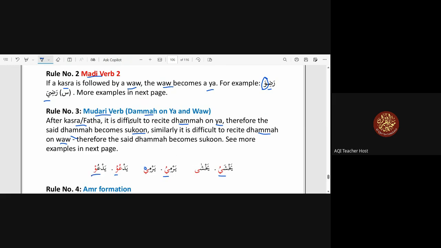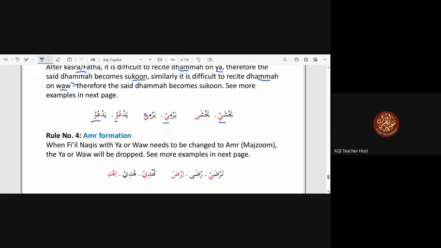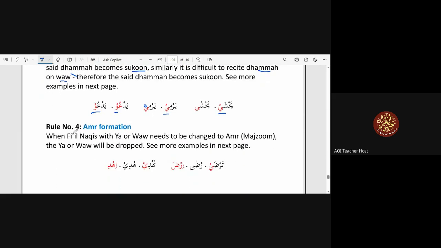So this rule is quite simple. First rule is about fatha, second rule about kasra, and third rule is about dhamma. So we can remember in this way. The number 4 rule is about amr formation. According to this rule, when fil naqis with ya or waw needs to be changed to amr or mazum, the ya or waw will be dropped.